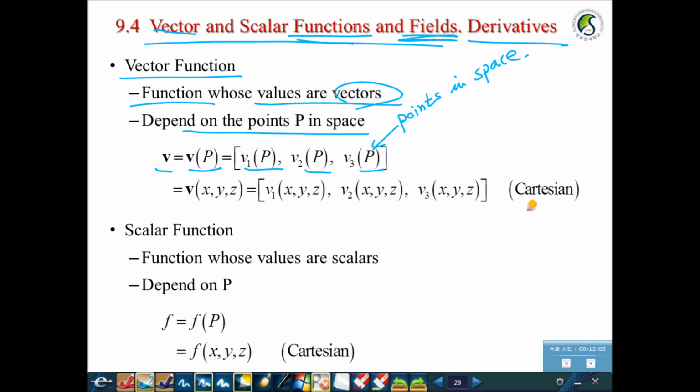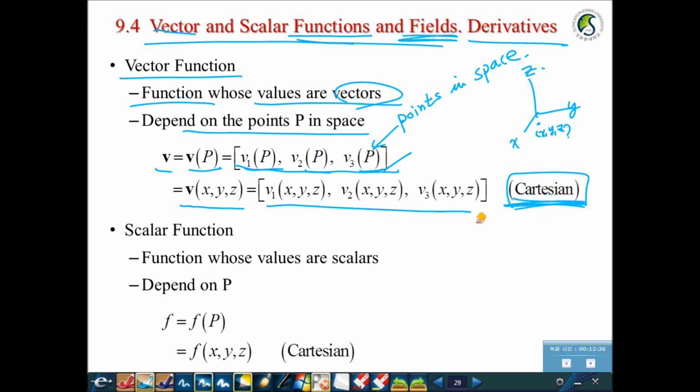And if it's Cartesian, what does that mean? i, j, k, x, y, z. This space is called Cartesian. This is an arbitrary space, it doesn't have to be any particular coordinate system, but if it's Cartesian, you could write it like that, in the coordinates x, y, and z. So it's a function of x, y, z in Cartesian.